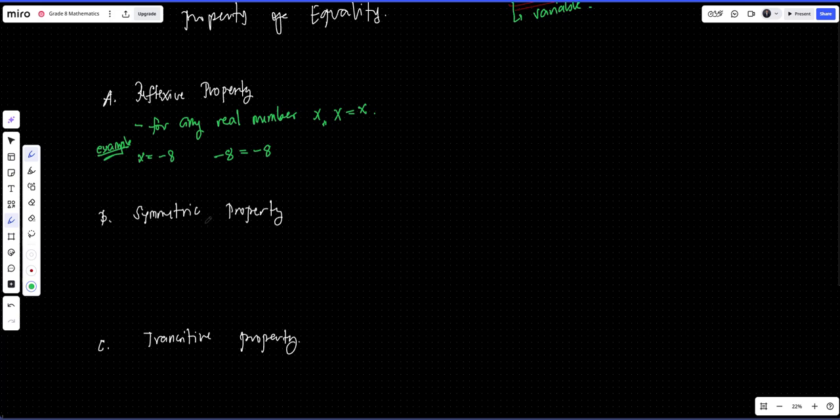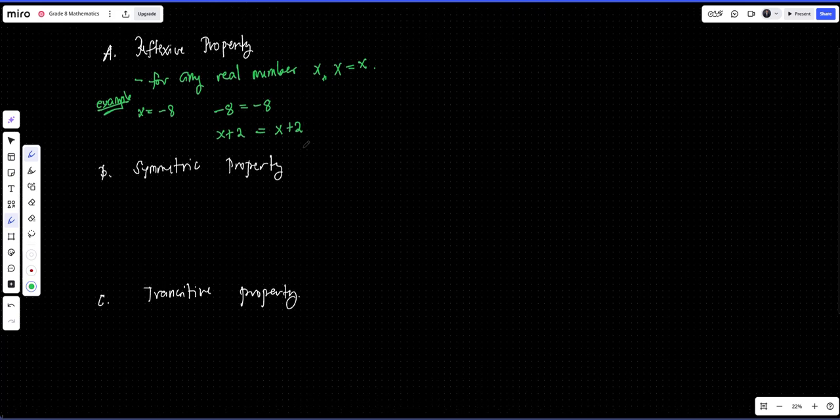Another example is x plus 2. This x plus 2 is an expression with an operation such as addition, subtraction, multiplication, or division. So using the reflexive property, we can say that x plus 2 is also equal to x plus 2. And that is the reflexive property.